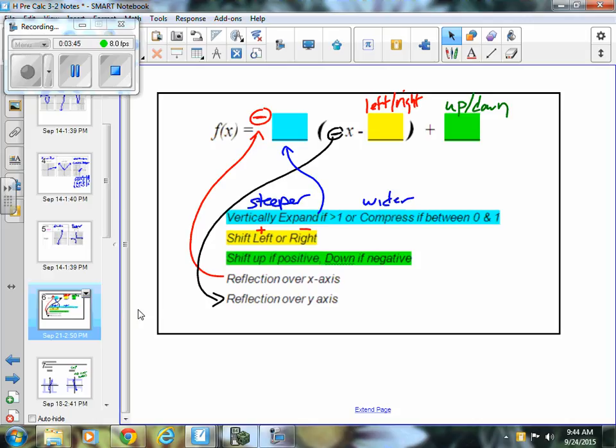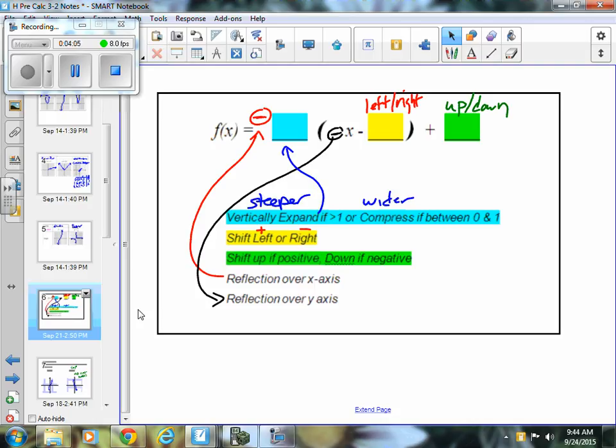So we'll go through each of these, and I kind of color-coded them. This is on the bottom of that parent graph sheet. We'll just go through the equation one thing at a time. If you have a negative sign out front, so look at the red one there, what that does to your graph is it reflects it over the x-axis.